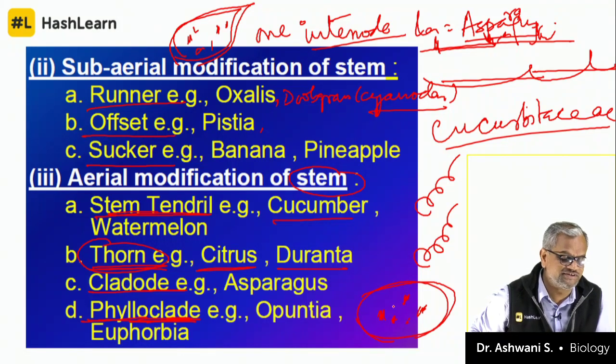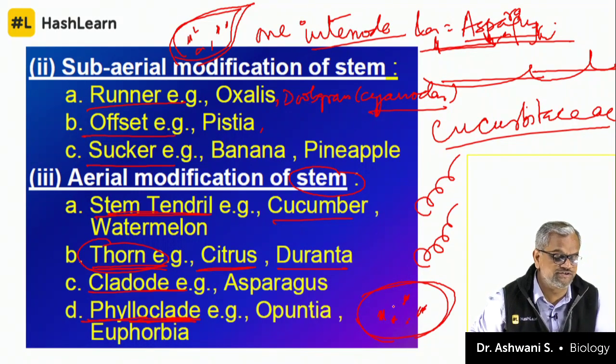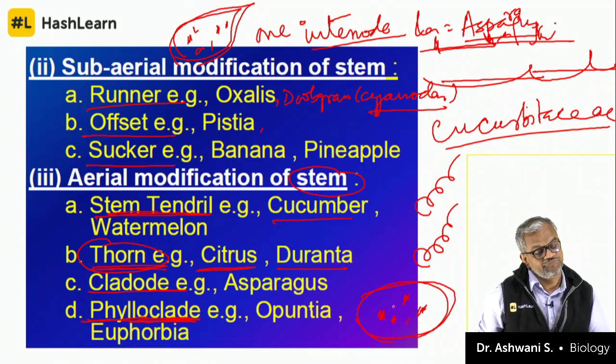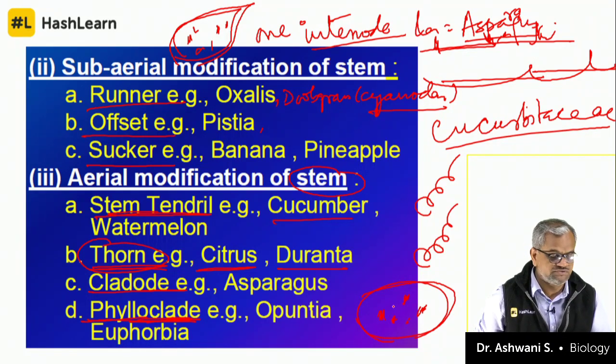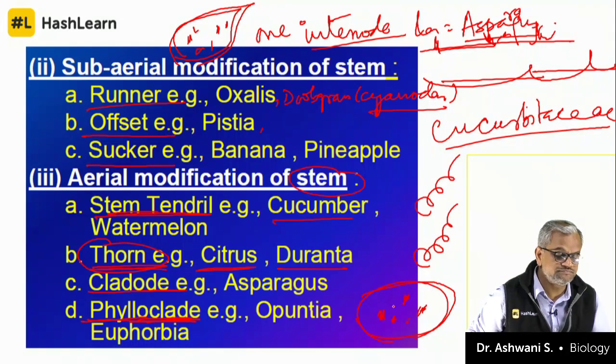I'll tell you one thing here. No, all the tendrils are not axial in nature. For example, the tendril that is found in Gloriosa, no. The tendril that is found in money plant, it is not. The tendril that is found in bida, that is pan leaves, none of them are axial.